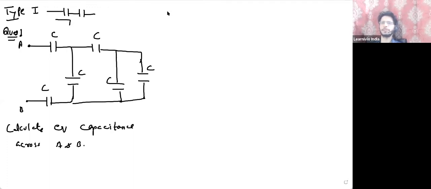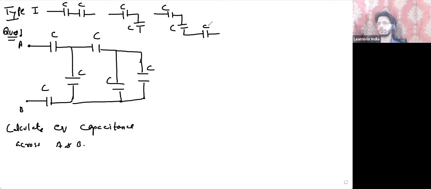I need more space. I can even draw it like this. This is also series. It's C, it's C, it's C, it's C. This is series. These all are series combinations. There is no branching, that means your capacitors are in series. This is how we decide whether the given capacitors are in series.